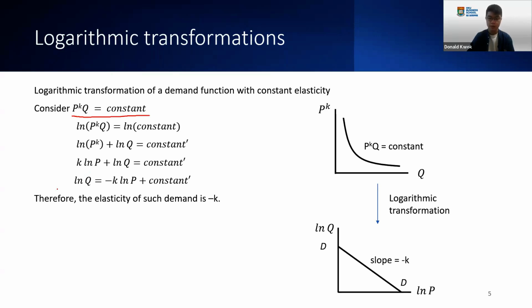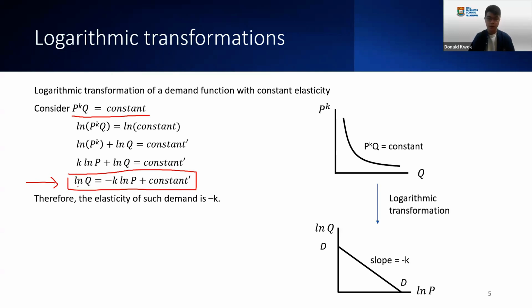Sometimes the question will give you the log form of this kind of demand function, which would be expressed in this form after performing logarithmic transformation. If you're trying to plot log q against log p, then this equation is actually a straight line with a slope of negative k.